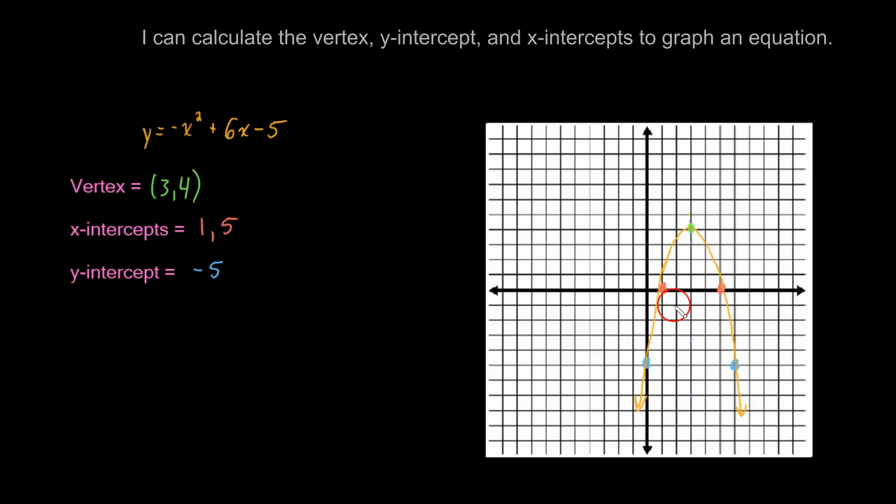And you notice that it's opening downward because our leading coefficient, our a, is negative. One extra thing to note is that this right here would be considered our maximum. It is opening downwards, so it has a maximum. If it opens upwards, it has a minimum. So that's it for the video. But after watching this and getting a little practice, you can say I can calculate the vertex, y-intercept, and x-intercepts to graph the equation.